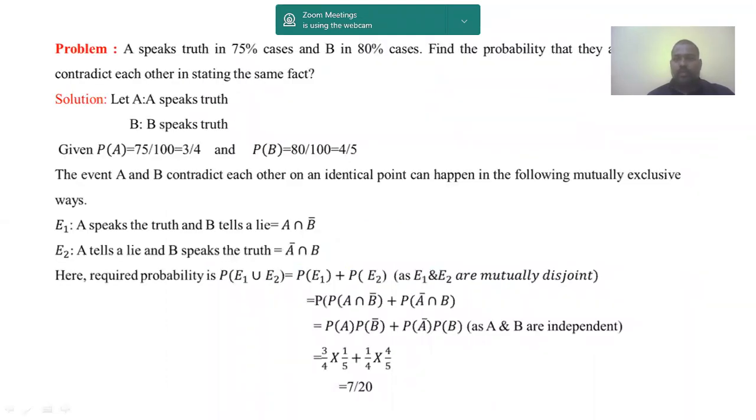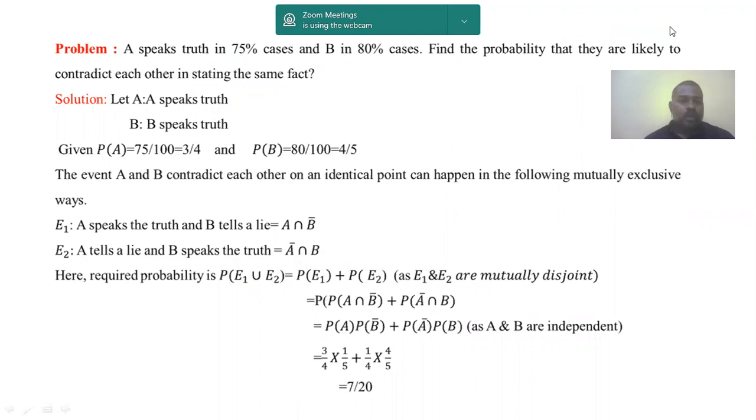So here is the first example. First problem: A speaks truth in 75% of cases and B in 80% of cases. Find the probability that they are likely to contradict each other in stating the same fact. So here A's individual probability and B's individual probability are provided. A speaks truth is represented as event A and B speaks truth is represented as event B. So the probability of A is 75%, that is 3 by 4. Probability of B is 80%, that is 4 by 5.